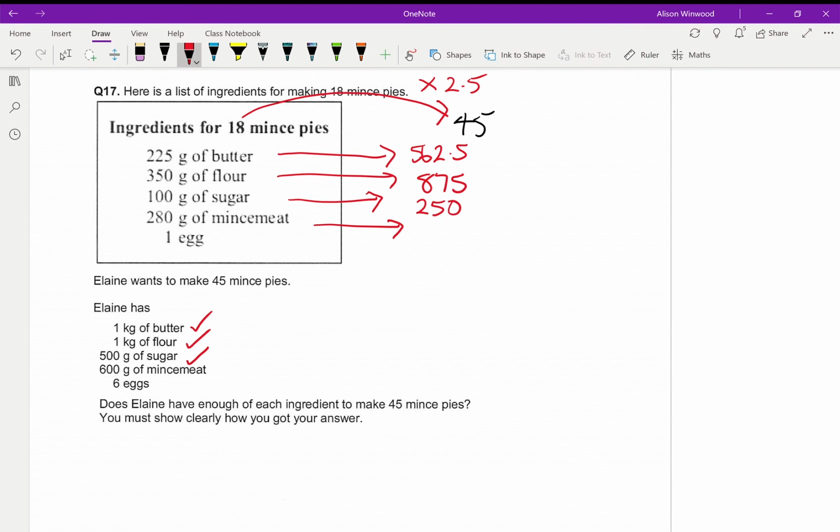Mincemeat, I need 700 but I've only got 600. So I've not got enough. No, missing mincemeat.